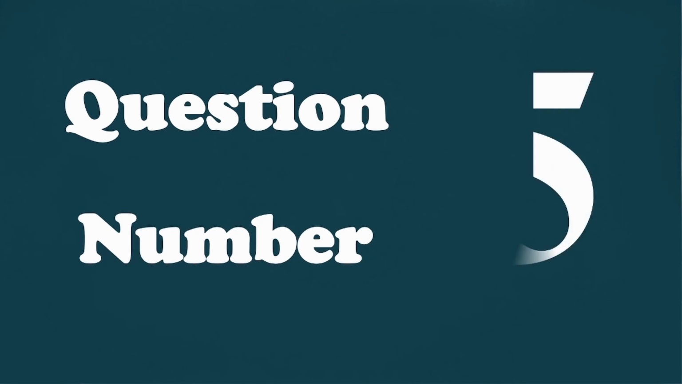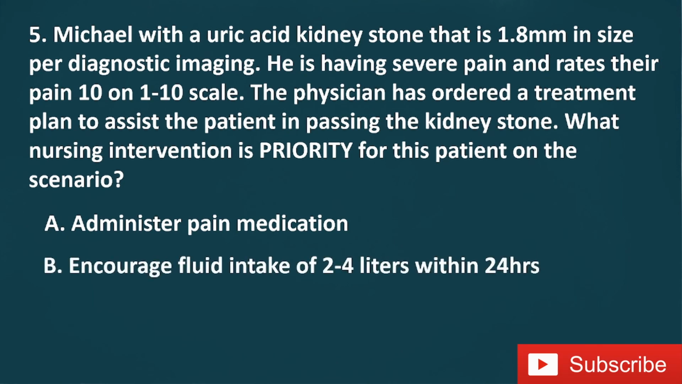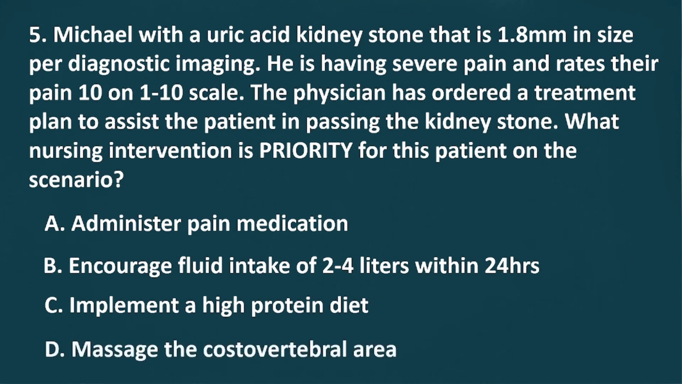Question number 5. Michael has a uric acid kidney stone that is 1.8 millimeters in size per diagnostic imaging. He is having severe pain and rates his pain 10 on a 1 to 10 scale. The physician has ordered a treatment plan to assist the patient in passing the kidney stone. What nursing intervention is priority for this patient in the scenario? A. Administer pain medication. B. Encourage fluid intake of 2 to 4 liters per day. C. Implement a high-protein diet. D. Massage the costovertebral area.